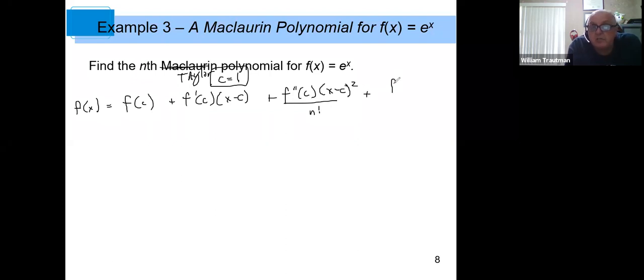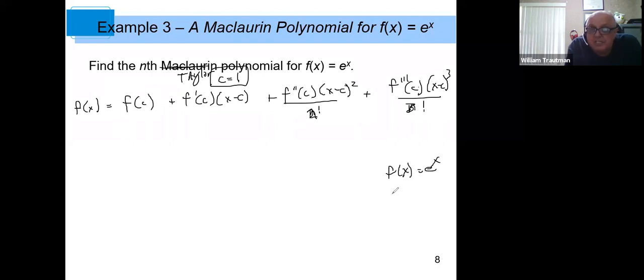And then we're going to do the next one. (x minus c) to the third over, oh wait, we said 2. This is 2 factorial, and then this would be 3 factorial. Oh, I was writing the formula down, sorry. n factorial, n factorial. So when we do this, the function is still e to the x.